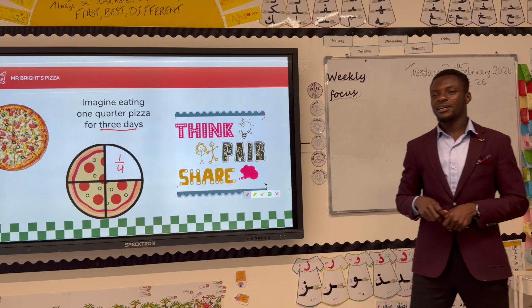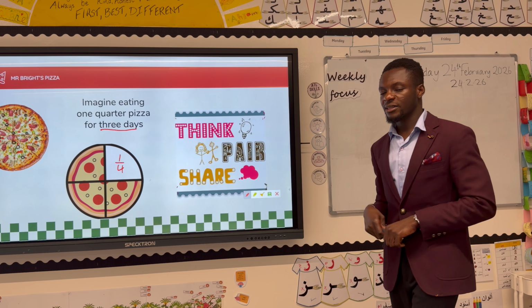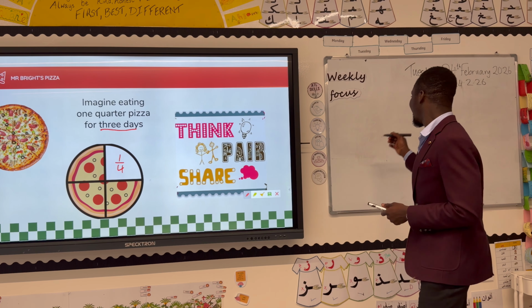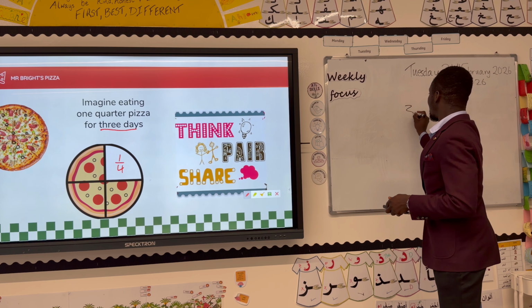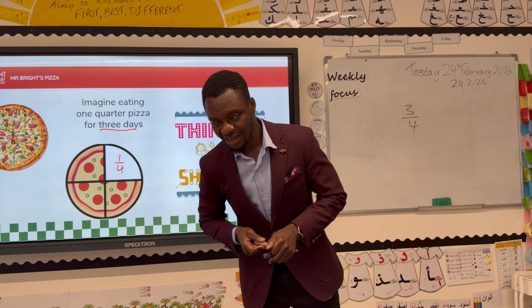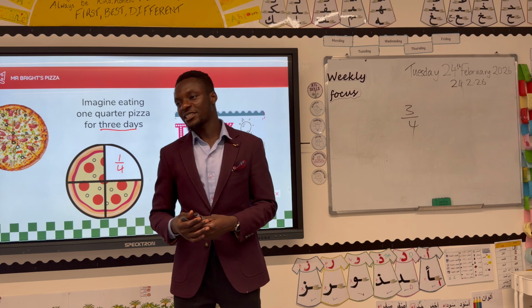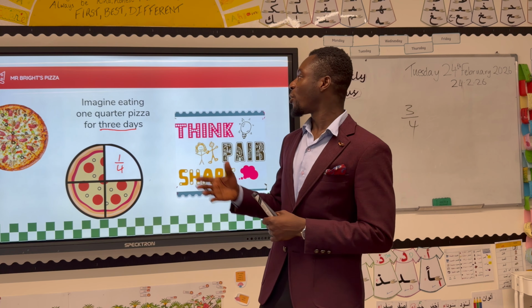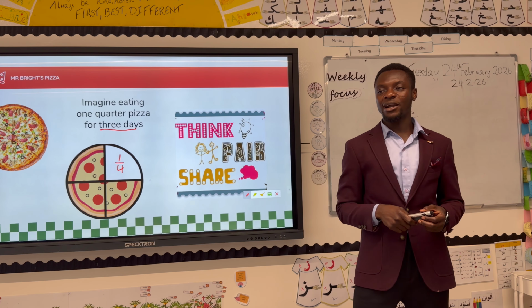Alright, can you share with the class how much you came out with? Yes. 3/4 pizza. Oh, 3/4. That is absolutely fantastic, guys. You are great mathematicians because do you know what you've just done? You have multiplied a fraction by a whole number.